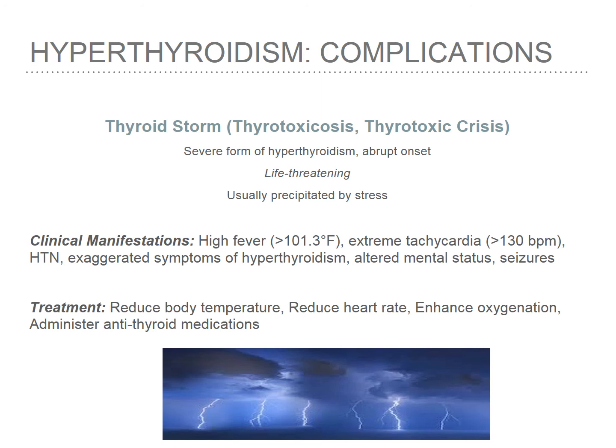There is a major complication of hyperthyroidism, and it is life-threatening if it is not treated. It's called thyroid storm. You can see the other names for it listed there, thyrotoxicosis or thyrotoxic crisis. They all mean the same thing. Basically, it is your extremely severe form of hyperthyroidism.